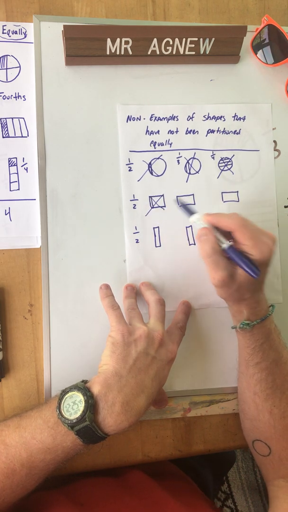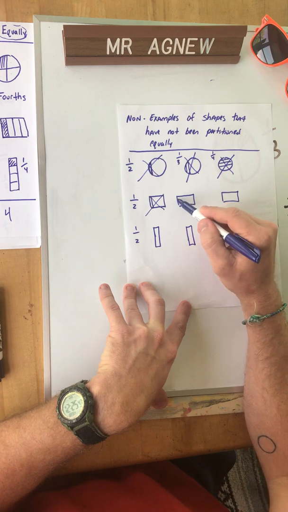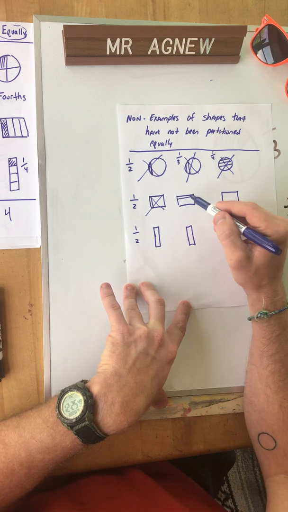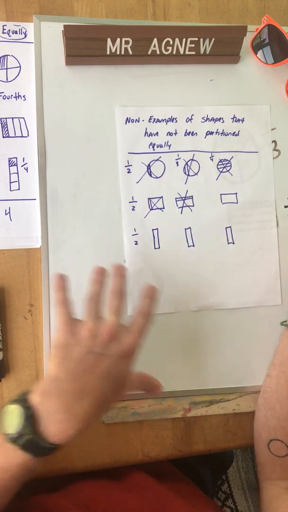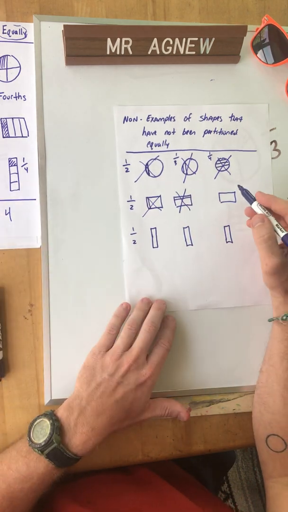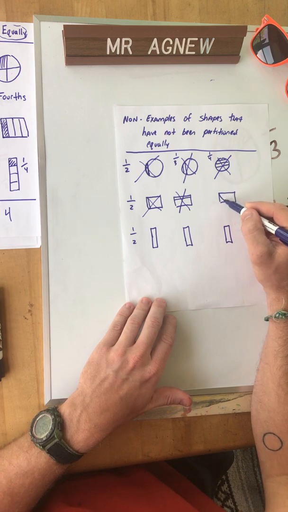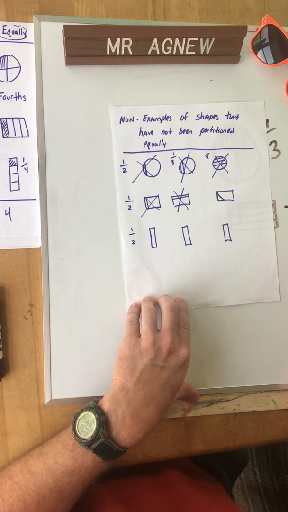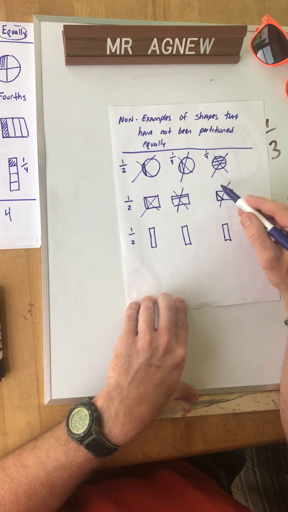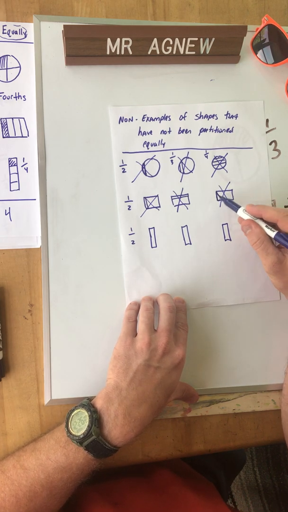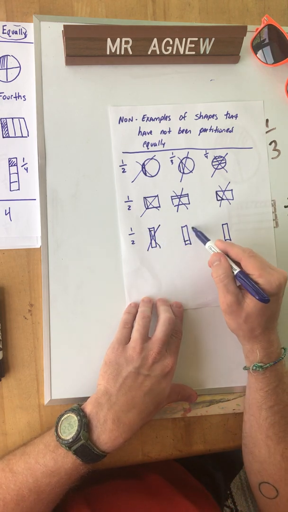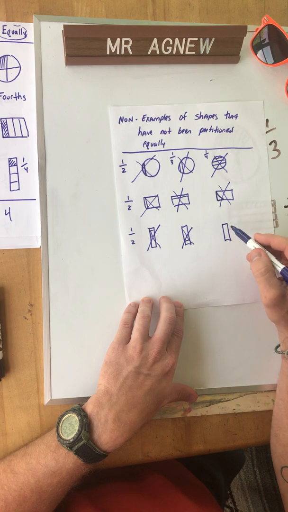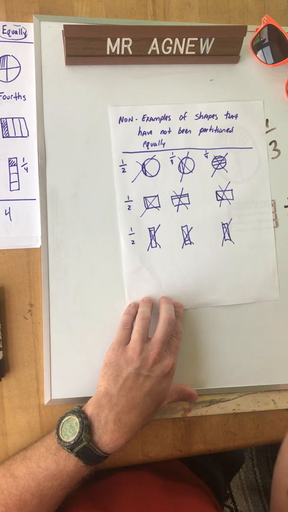Half. Nope, not the same size. How about if we go this way? Nope, that does not work because they are not the same size. Another one, let's see, what about kind of like an angle? What if I make my pieces at an angle, Mr. A? No, that still doesn't work because that is not the same size. Same with these. Another one that's half. Does not work.